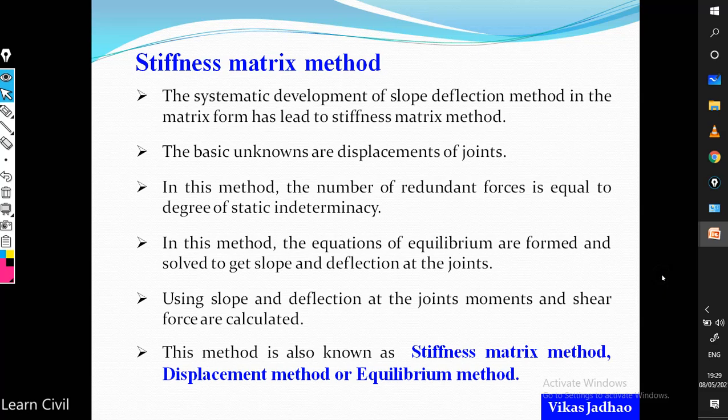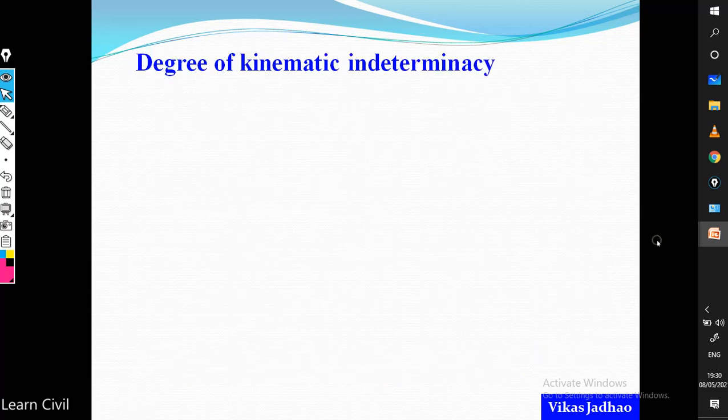This method is also known as the stiffness matrix method, displacement method or equilibrium method. Because matrices are formed, this method is called the stiffness matrix method. As the basic unknowns are displacements, it is called the displacement method, and as equilibrium equations are formed, this particular method is considered an equilibrium method.